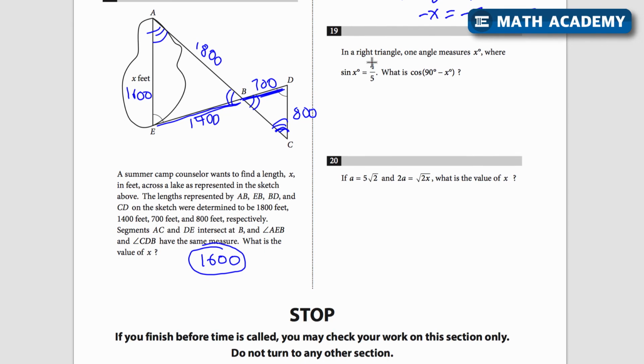Number 19. In a right triangle, one angle measures x degrees where the sine of x equals 4 over 5. What is the cosine of 90 minus x? So I'm going to draw out this right triangle. Let's say that this is x. Here's my right angle. The sine of x is the opposite over the hypotenuse. So the opposite side is here, divided by the hypotenuse, which is 5. That would give me sine of x equals 4 over 5.